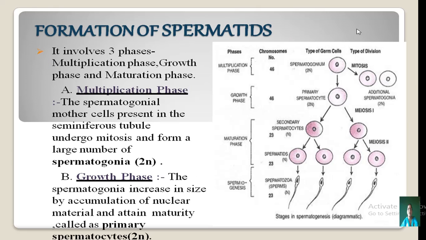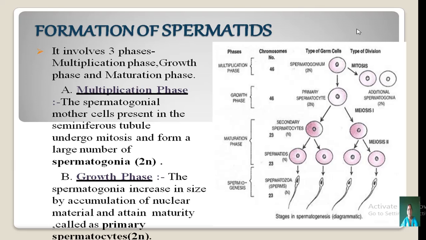First, we will discuss the formation of spermatids. It involves three phases. Number 1, multiplication phase. Number 2, growth phase. Number 3, maturation phase. First come to the multiplication phase. The multiplication stage is the first stage in the formation of spermatids. Here, the spermatogonial mother cells present in the seminiferous tubule undergo mitosis and form a large number of spermatogonia. Mitosis means the chromosome number remains the same. So, mother cells are diploid, the spermatogonia are also diploid.